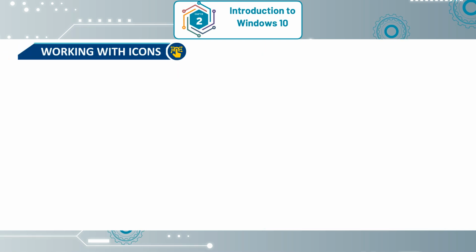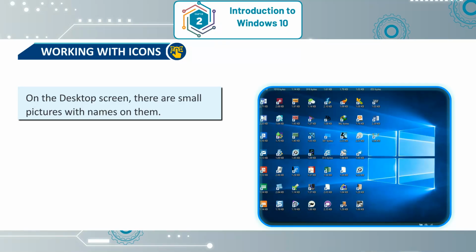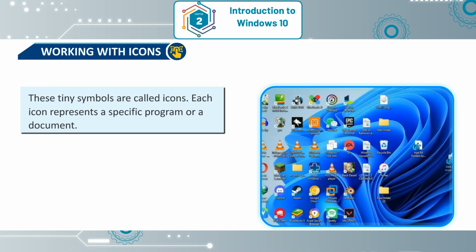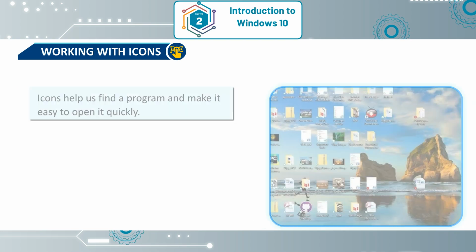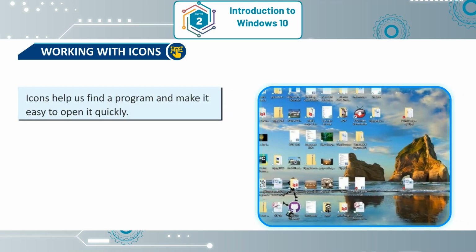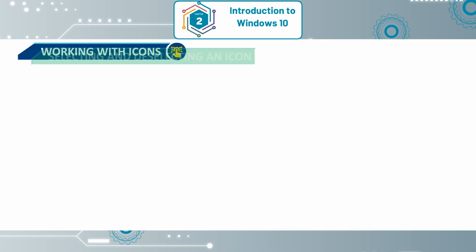Working with icons. On the desktop screen, there are small pictures with names on them. These tiny symbols are called icons. Each icon represents a specific program or a document. Icons help us find a program and make it easy to open it quickly.